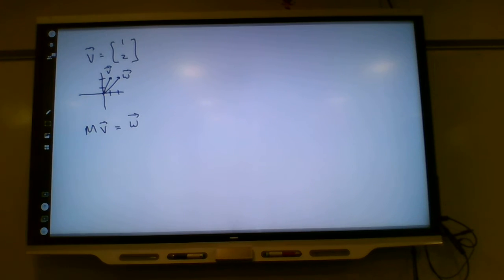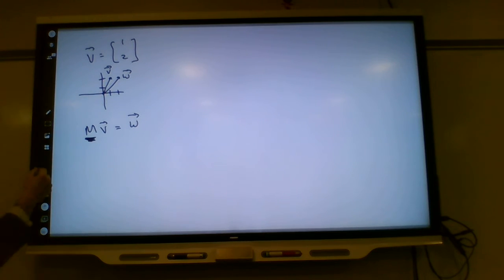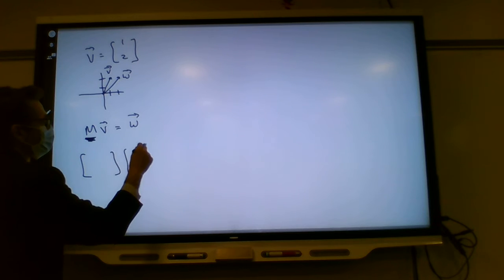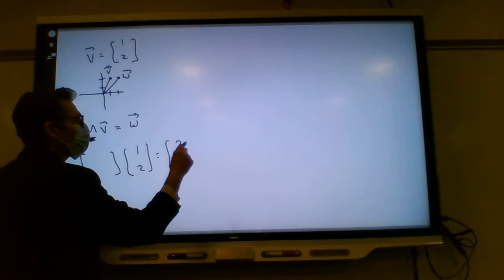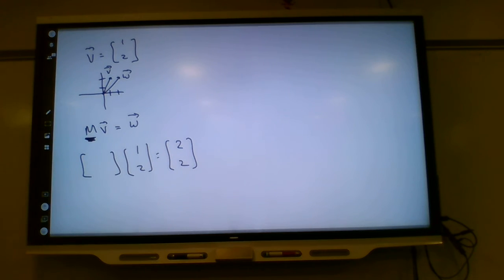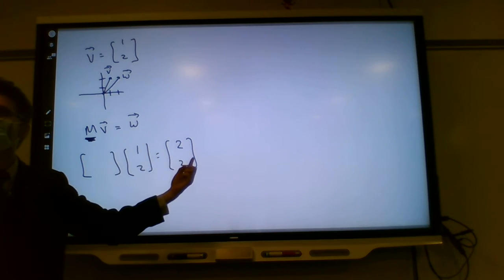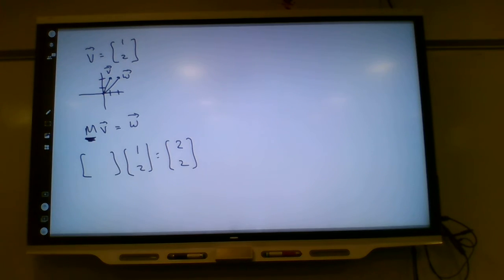So what I want to look for is what matrix will do that for me. So some matrix multiplied by this vector, and what do I want it to give me? I want to double that, so I want this to give me 2, 2 as the output. In other words, I'm trying to transform this vector into that vector. And the question is, what do I need to put here in order to do that? Well, let's see if we can figure anything out about this matrix.